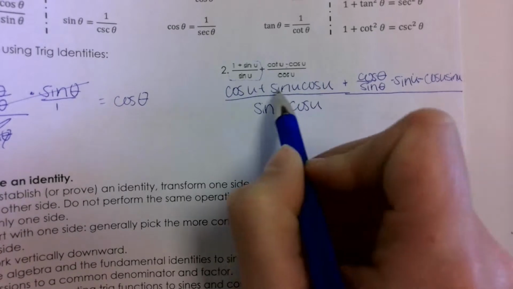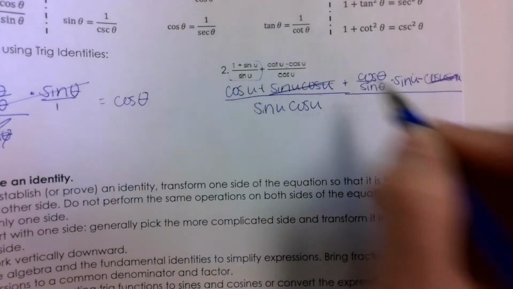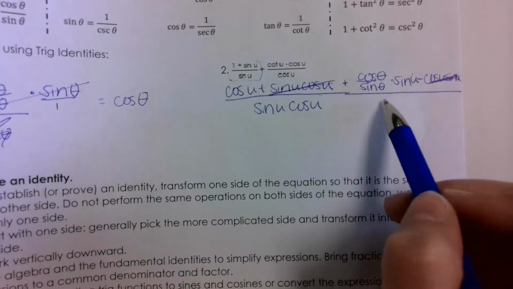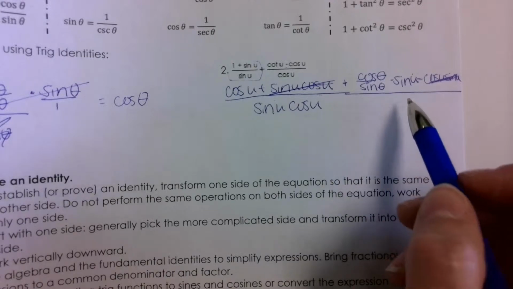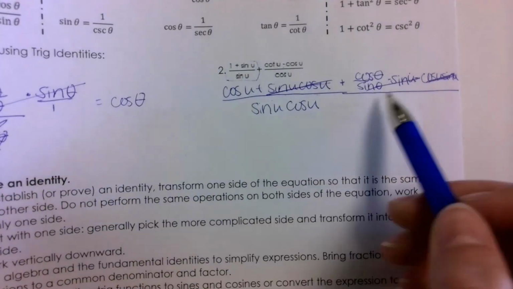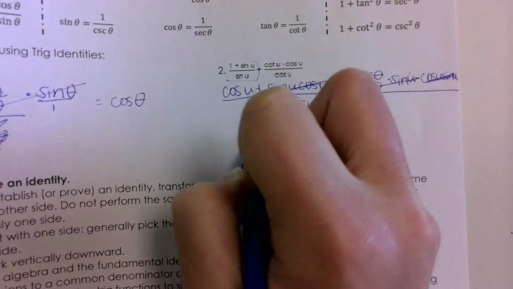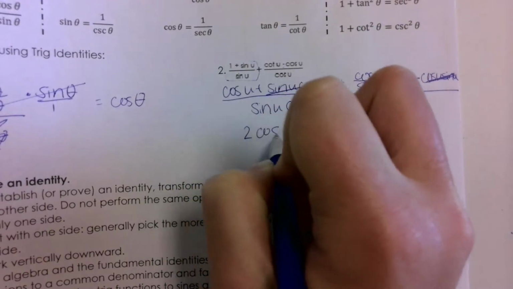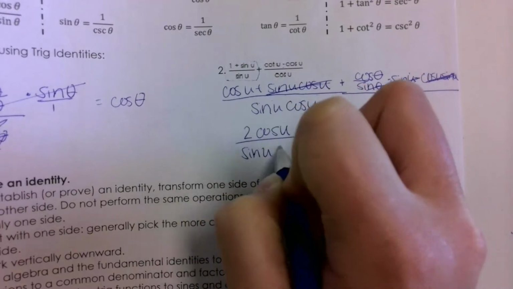Alright, so we had a plus sine u and a minus this one. Sine cosine and minus sine cosine, those are going to cancel. And then you have cosine over sine times sine. So what's going to happen there? The sines cancel. So we've got cosine plus cosine. So 2 cosine over sine u, cosine u.